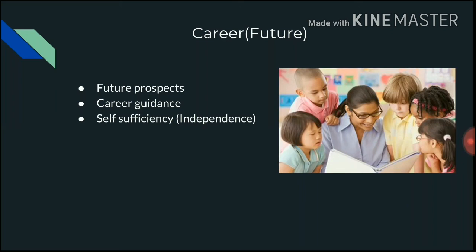And when we say career or future prospects, we are looking at helping them become independent individuals, and that's the reason I've put down the third point here, self-sufficiency. We want the children to grow up to become self-sufficient people, independent individuals who are capable of making decisions and solving problems, and who don't feel the need to depend on someone else to get these things done for them in their lives.